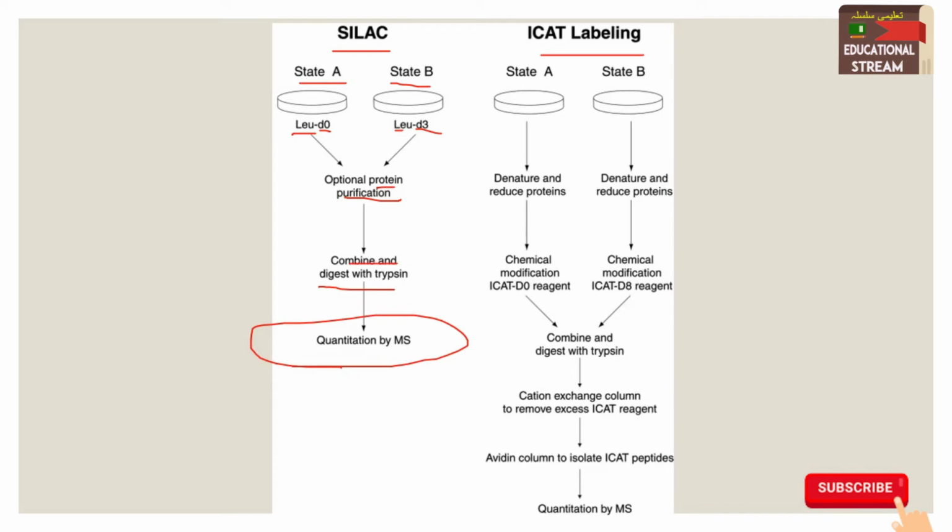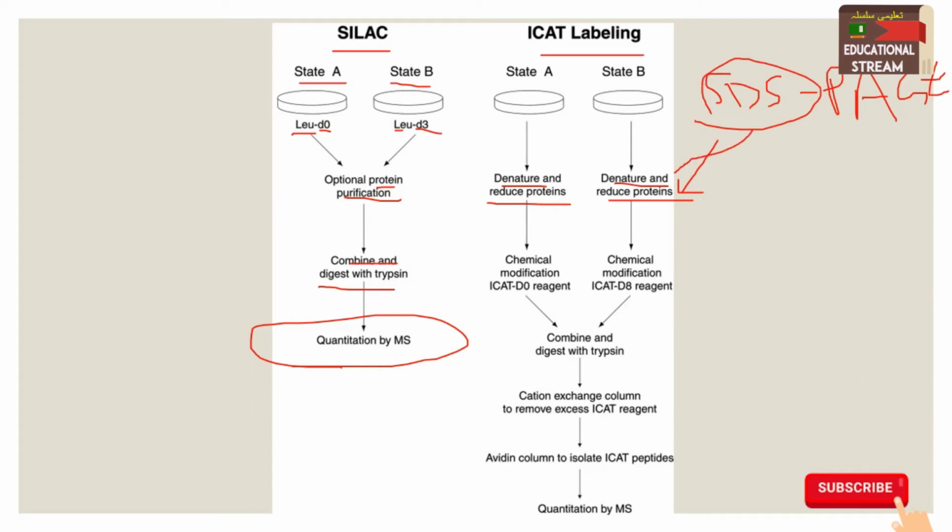Now the ICAT method, in which there are two states. What we will do, we have taken out the proteins and we will denature and reduce the protein. For denaturation and reduction of the protein, we use certain chemicals. If you have studied about the SDS-PAGE, which is sodium dodecyl sulfate polyacrylamide gel electrophoresis, in which we treat the protein in the same way. We do denature the proteins as well as we also reduce the protein. For that purpose, we use SDS, which is sodium dodecyl sulfate. It is used for the denaturation as well as we heat up the sample.